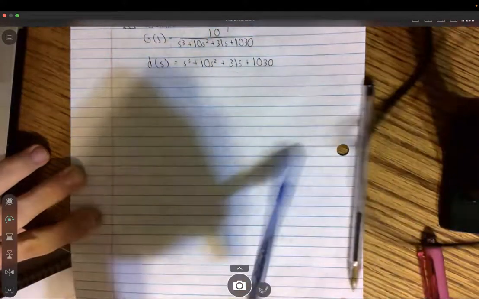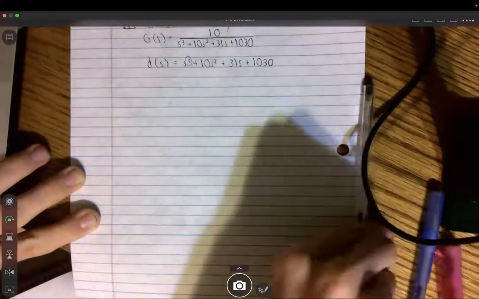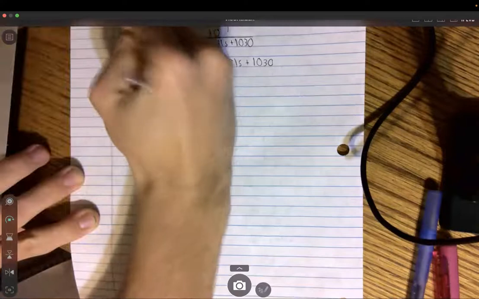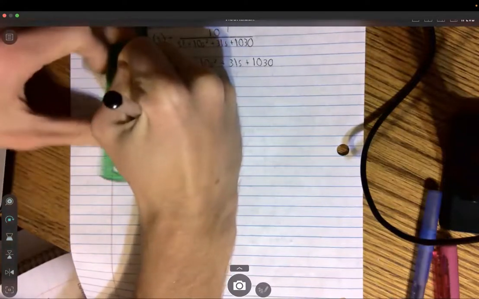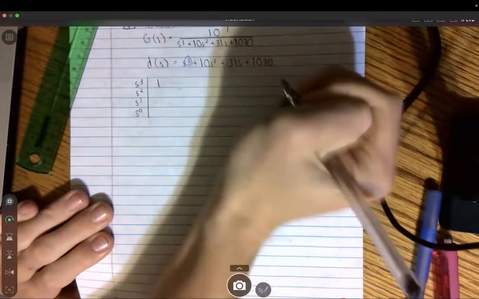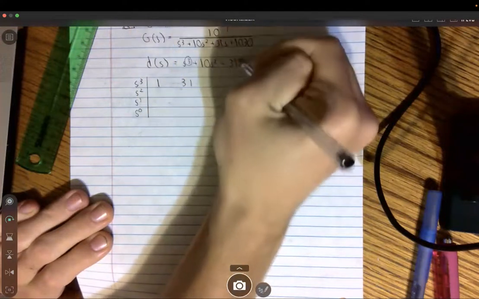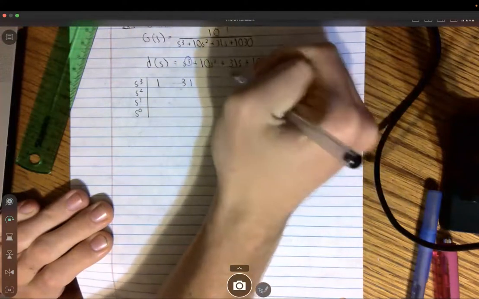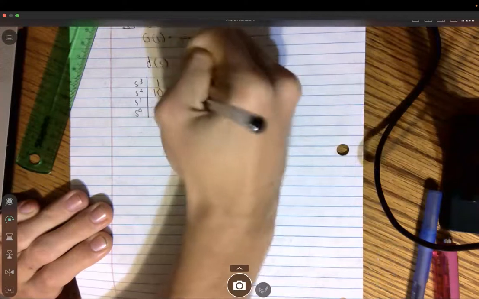We're expecting 3 roots because it's to the power of 3. So we're going to have our table: s cubed, s squared, s to the power 1, s to the 0. For s cubed, the coefficient is 1. Then the next odd one, 31, is the next coefficient. Then for the even coefficients, 10 for s squared, and then you have 1030.